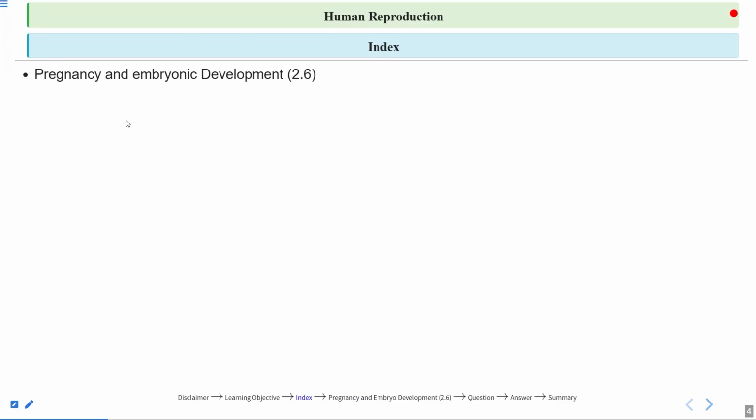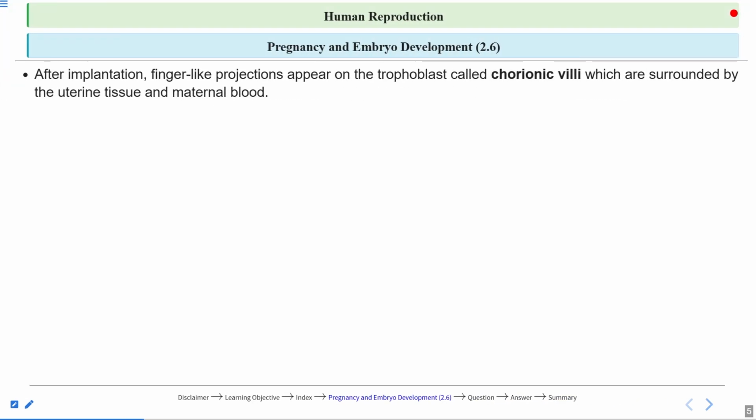So what we are going to study in today's session is pregnancy and embryonic development. Then we will summarize this entire lecture, and in the end we'll also discuss the DPP related to these topics. So let's start with today's session. We'll be talking about pregnancy and embryo development.